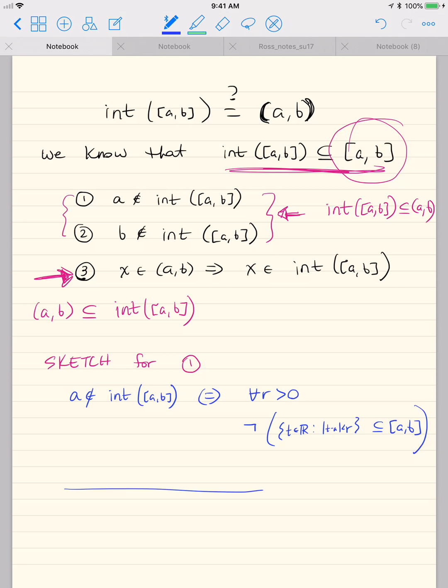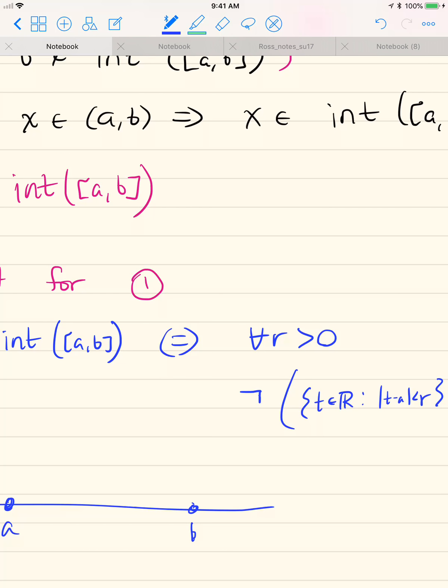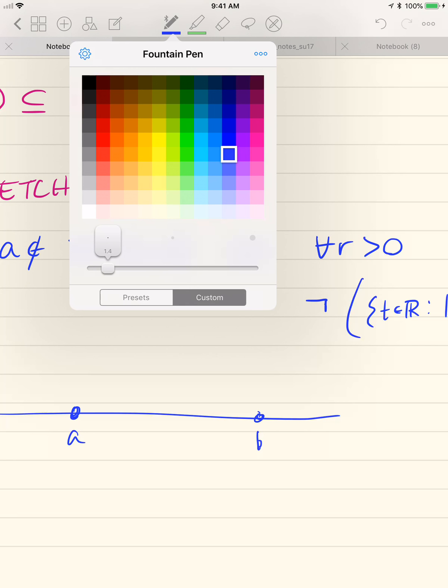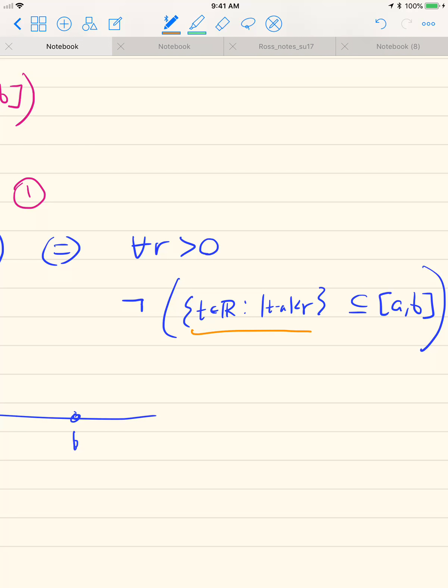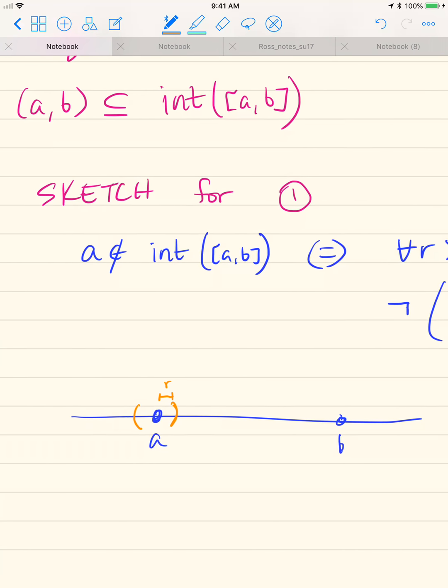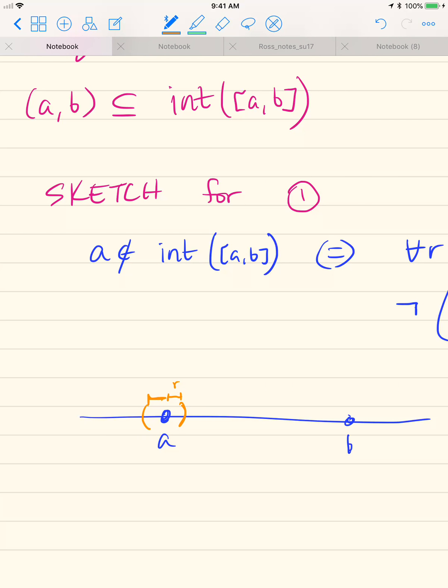So what this is saying is, so here's A, and then here's B. We're saying that for every R, regardless of your choice of a radius R, doesn't matter how small you try to take R, so here this would be a small R, this set here are the points within R units of A. And this is true because we'll always have some points that are within R units of A that are outside of our interval, namely any point that's less than A.